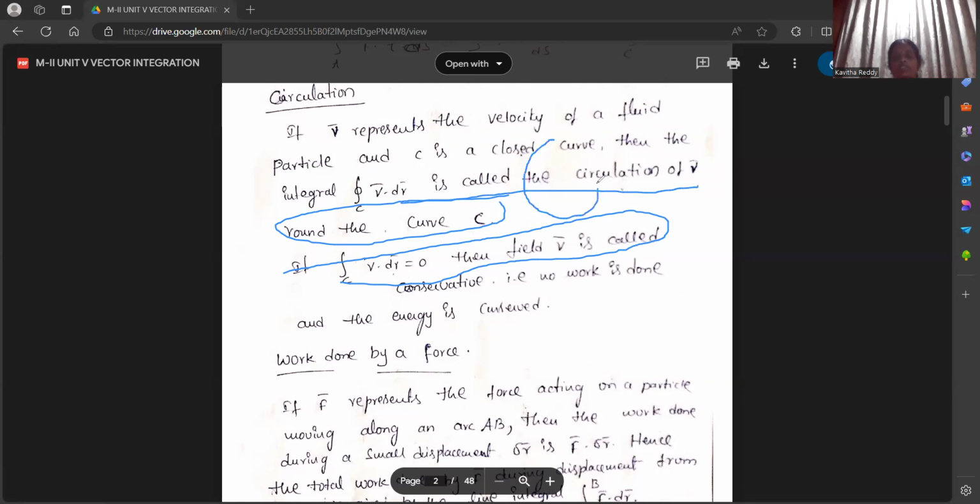Circulation means you know it is a closed curve, where the terminal and initial points are the same. That is called circulation around C. After integration you get zero. So the field f bar equal to v bar is called conservative if you get zero for this integration, meaning there is no work done in that particular energy. That is called work done. Okay.